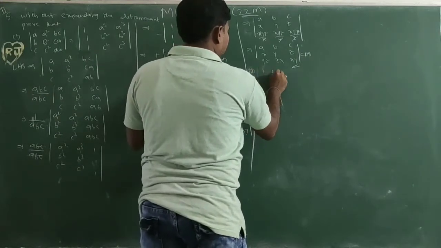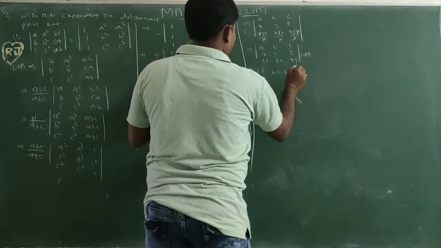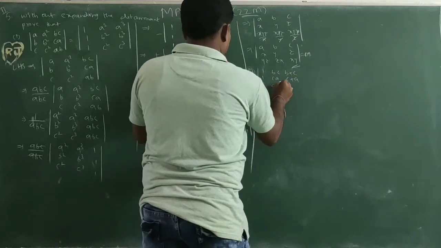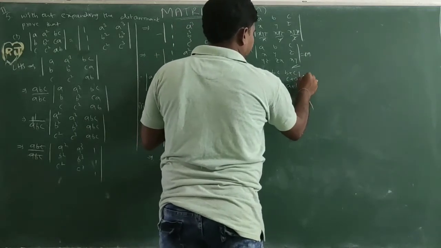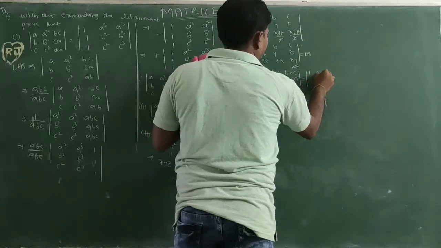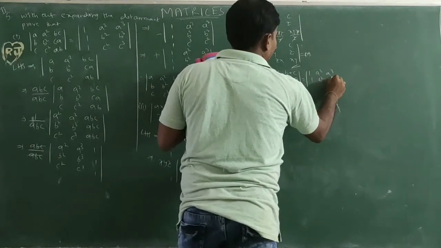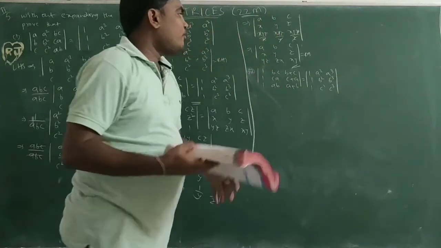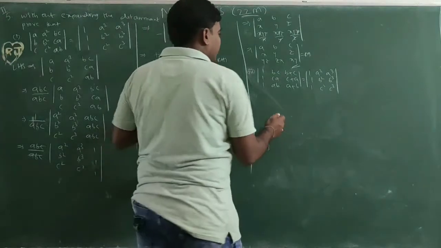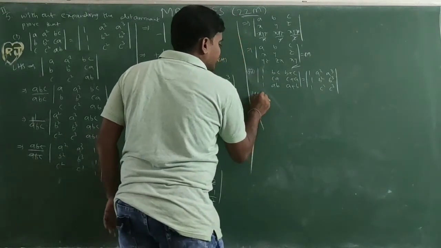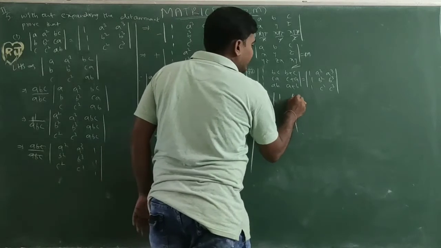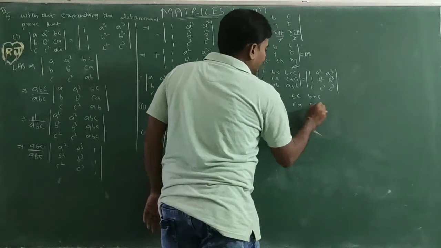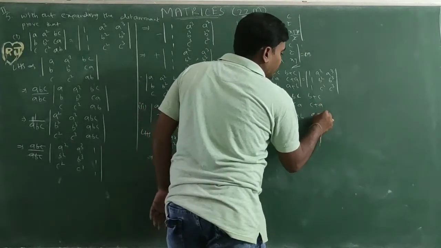1 bc b plus c, 1 ca c plus a, 1 ab a plus b equal to 1 a square a cube, 1 b square b cube, 1 c square c cube. So we need to prove this one. First, I am taking the LHS: 1 bc b plus c, 1 ca c plus a, 1 ab a plus b.